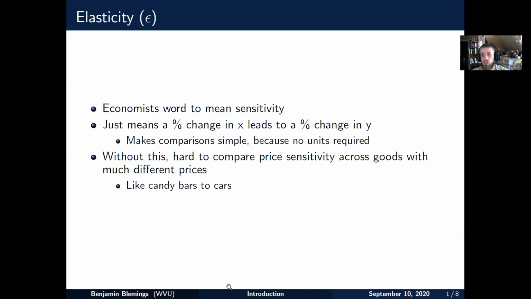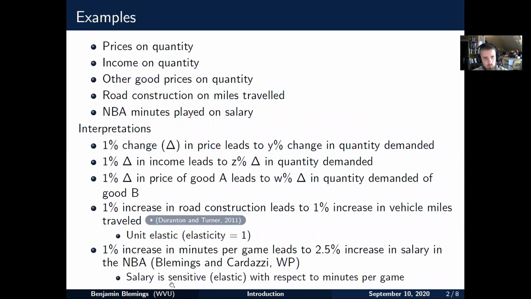So a 10% increase in a $1 candy bar is going from $1 to $1.10, where a 10% increase in the price of an $80,000 car goes from $80,000 to $88,000. So it's quite different across different goods. And some examples, like I mentioned earlier, would be prices on quantity, income on quantity, other good prices on quantity. And I've got these other two applications. So one is road construction: if you build another lane of road, how that affects vehicle miles traveled. And then another one that I'm working on right now would be NBA minutes played on salary.